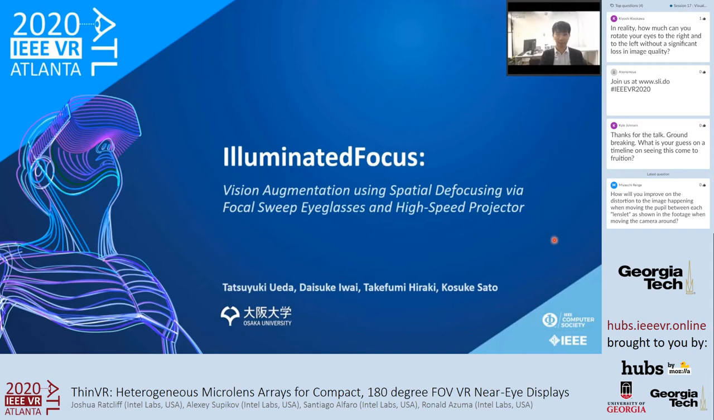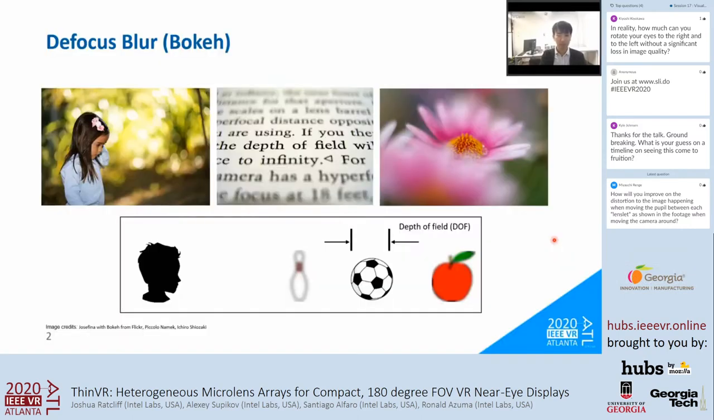Hello, I'm Tatsuki Ueda from Osaka University. My talk today is going to be on Illuminated Focus, spatially defocusing AR glasses for real scenes. Defocus blur, also known as bokeh, is one of the natural visual effects. It has been widely used in photographs and movies to control the visual saliency of a specific area. Defocusing is an important optical effect for our human vision to understand the three-dimensional structure of a real scene.